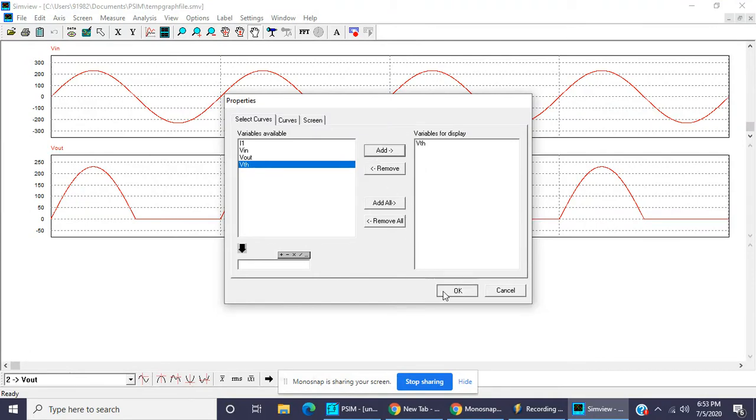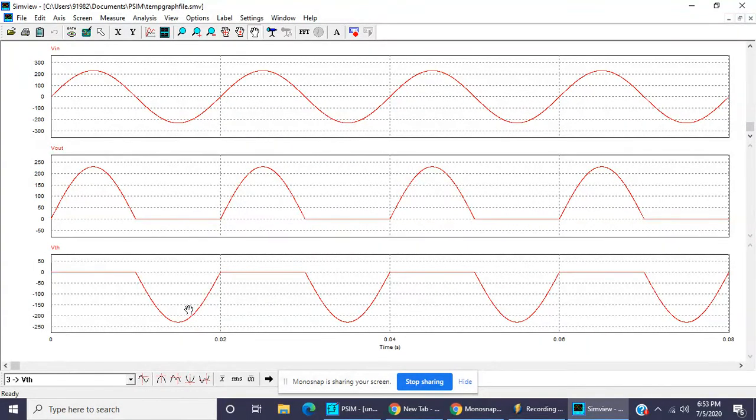Thyristor voltage, the voltage across the thyristor. When the SCR conducts, the voltage across it is less than 1 volt. So this is the conduction period, where the voltage is almost 0, and this is the non-conducting period. This one is again conducting and this one is non-conducting.